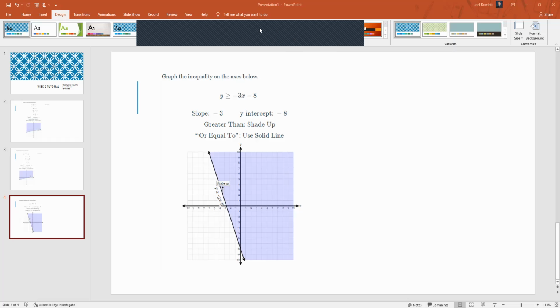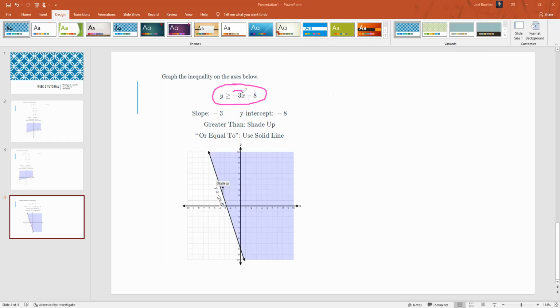And here is another problem, very similar to the one that we just did. We have y is greater than or equal to negative 3x minus 8. This one's not too bad. This one is already in simplest form, so to speak. We have y by itself. Notice that the slope, which is the number in front of the x, is negative 3. Notice that the y-intercept is negative 8. And if we know the slope and the y-intercept, it's not too bad to graph.